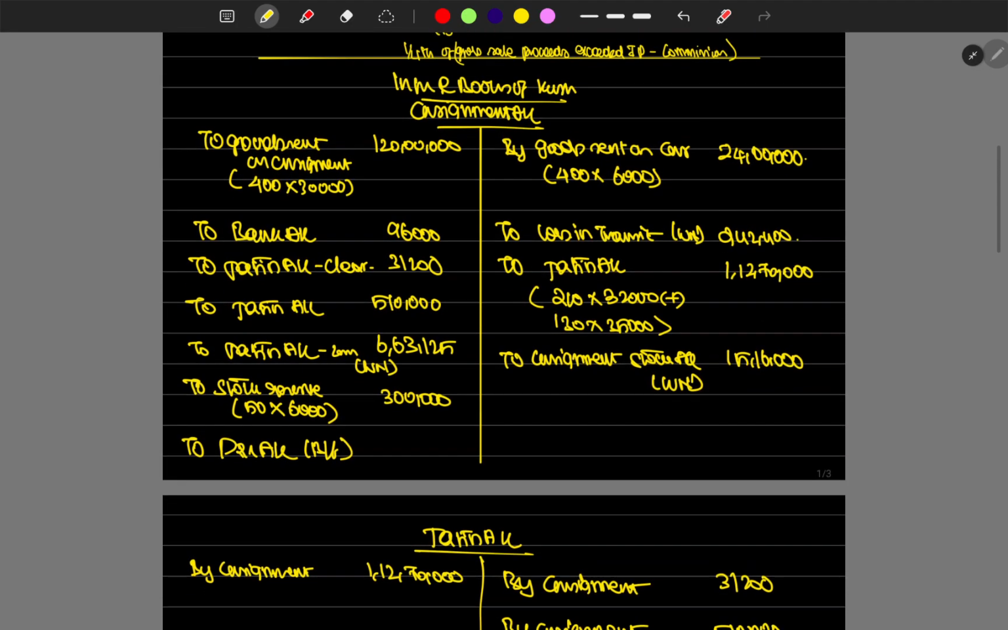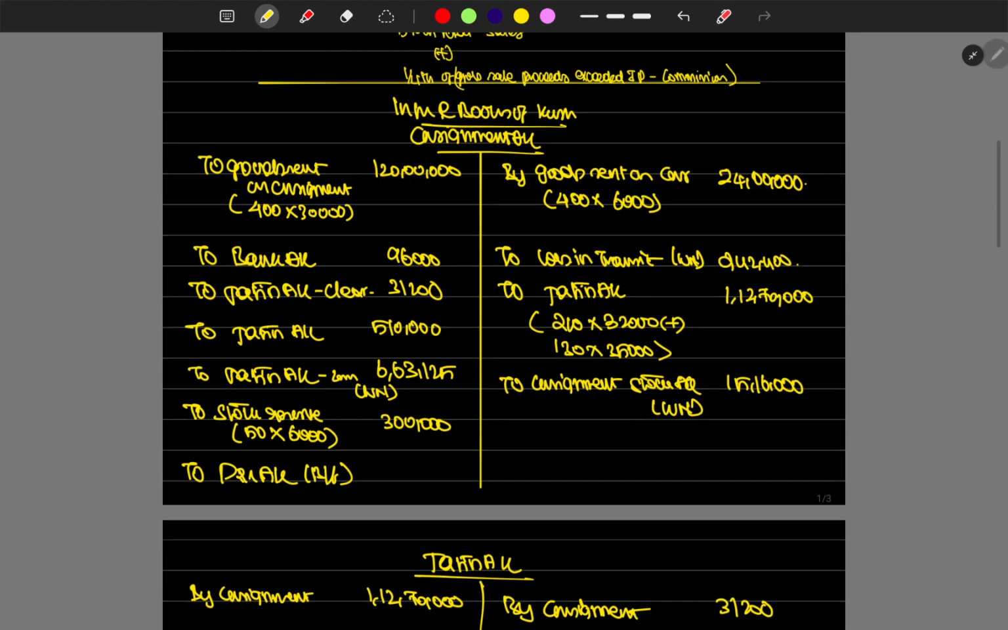Okay, so let's close the consignment account. 1 crore 20 lakhs plus 96,000 plus 31,200 plus 5 lakh 10,000 plus 6 lakh 63,125 plus 3 lakh minus 24 lakhs minus 242,400 minus 1,270,000 minus 1560.